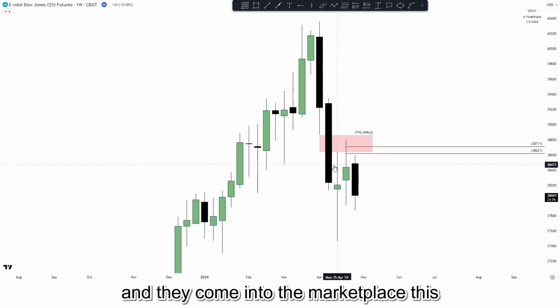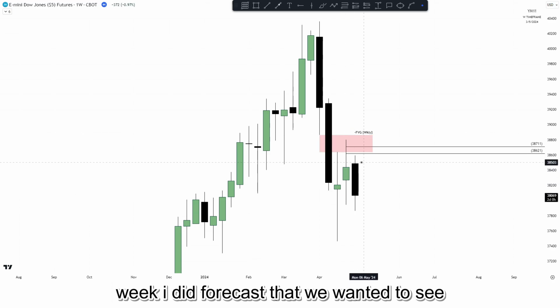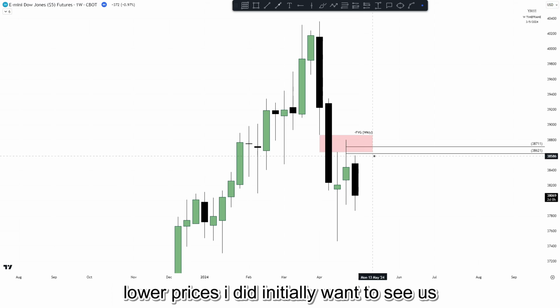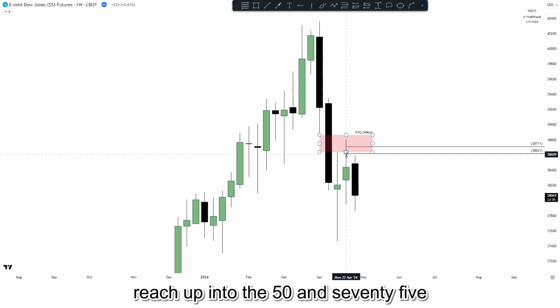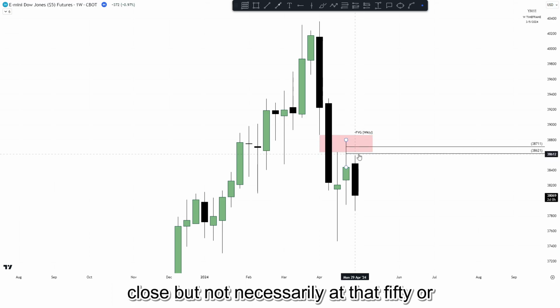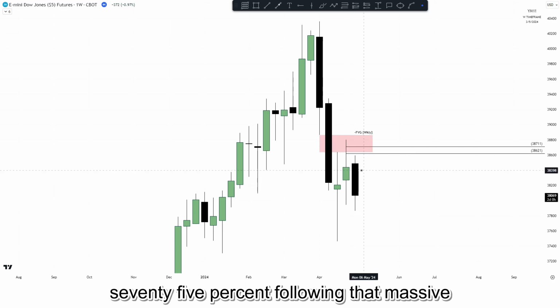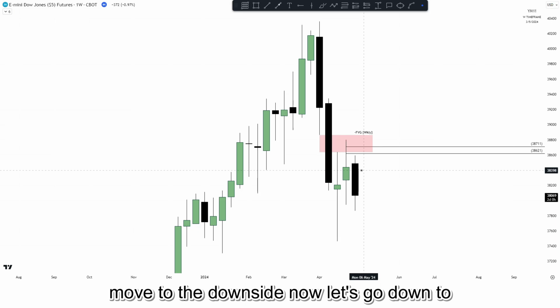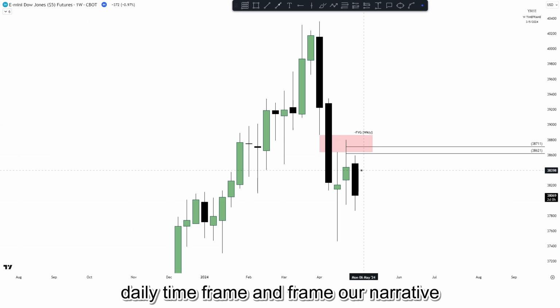And then coming into the marketplace this week, I did forecast that we wanted to see lower prices. I did initially want to see us reach up into the 50 and 75% level of this long wick. We got close, but not necessarily at that 50 or 75%, following that massive move to the downside. Let's go down to a daily time frame and frame our narrative from there.